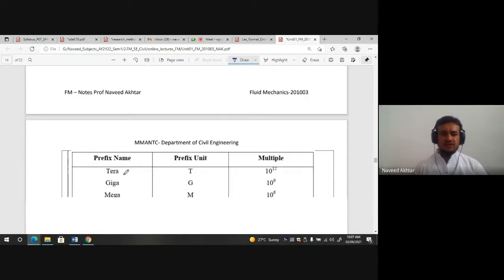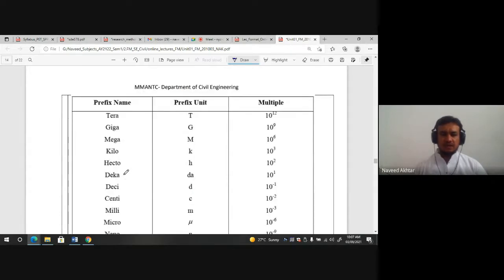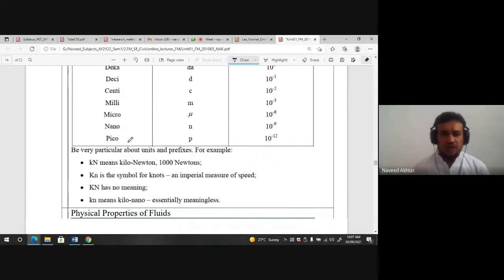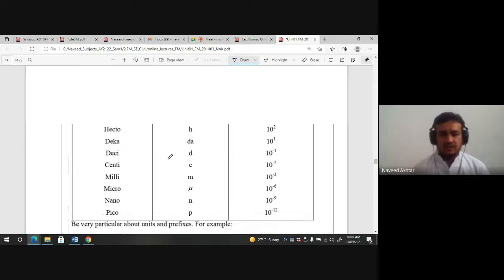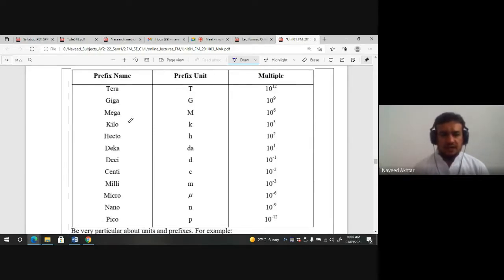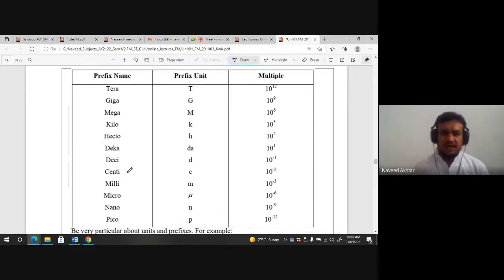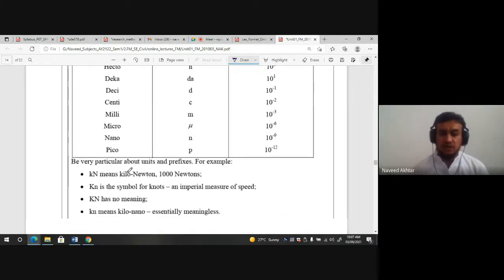And also we have seen the multiples of the units with respect to the meter: tera, 10 raised to the power 12, to pico, 10 raised to the power minus 12. Tera, giga, mega, kilo, hecto, 10 raised to the power 2, deca, 10 raised to the power 1, okay, deci, 10 raised to the power minus 1, centi, 10 raised to minus 2, milli, 10 raised to minus 3, micro, 10 raised to minus 6, nano, 10 raised to minus 9, and pico, 10 raised to minus 12. Tera, 10 raised to the power of 12, and pico, 10 raised to the power of minus 12, okay.